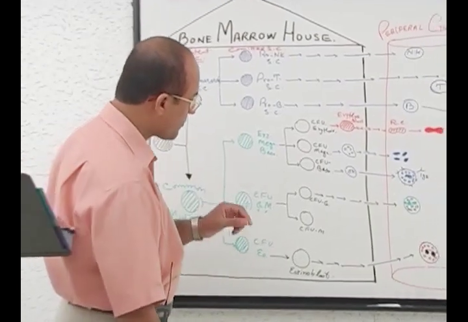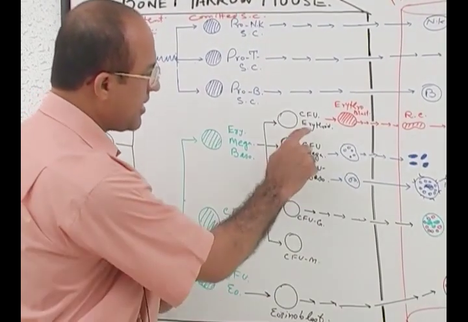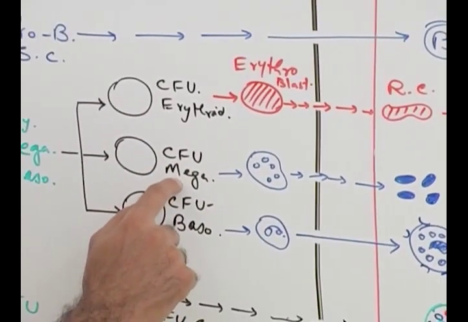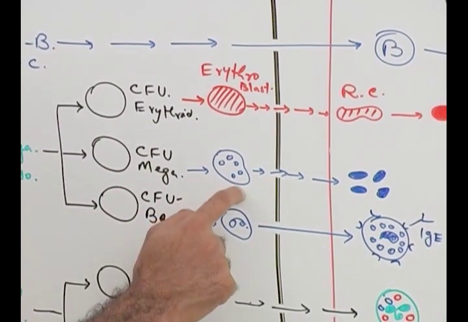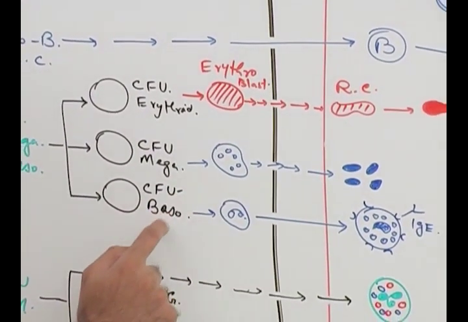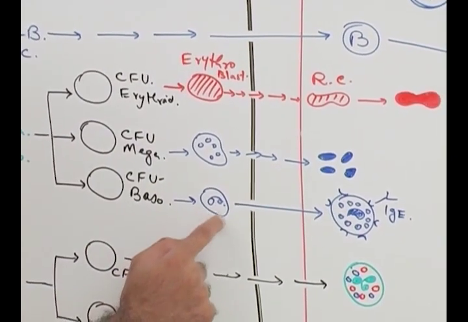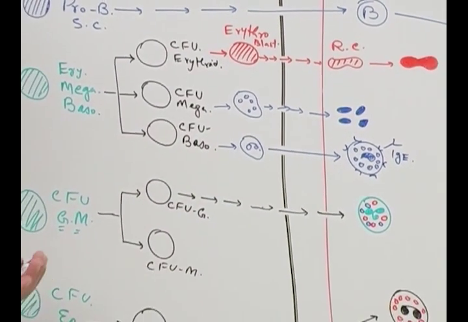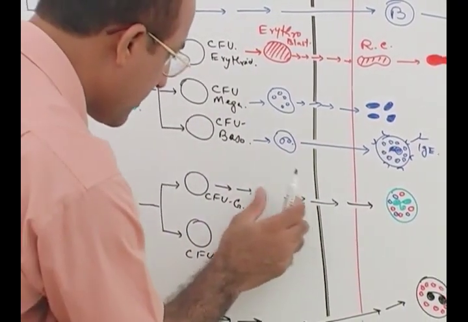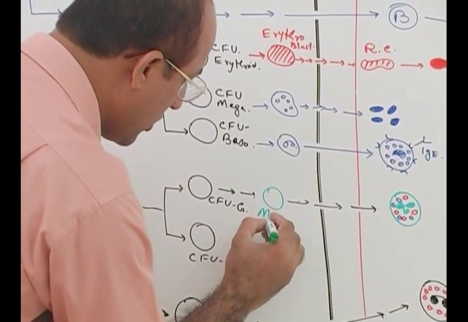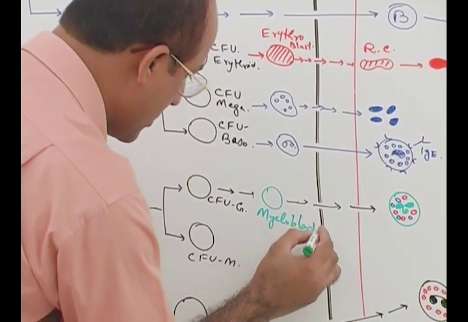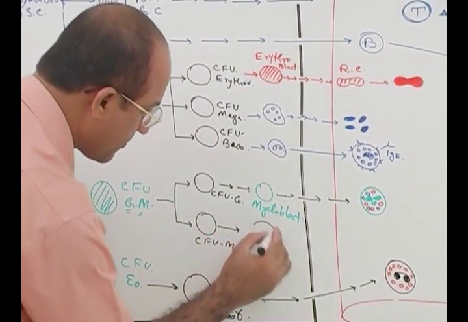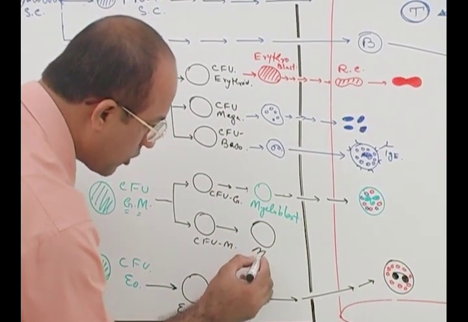And of course, these colony forming units come back. Colony forming unit erythroid goes into erythroblast. Colony forming unit for the megakaryoid system makes megakaryoblast. Colony forming unit for basophilic makes basophiloblast, which eventually converts into basophil. Then colony forming unit for granulocyte converts into myeloblast. And this other cell will convert into a cell which is called monoblast. What is it?